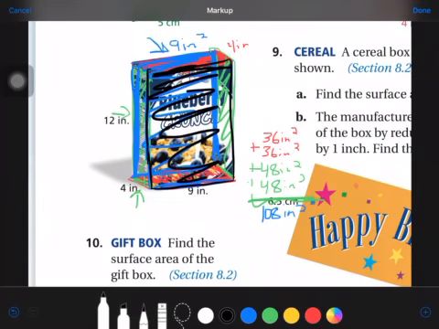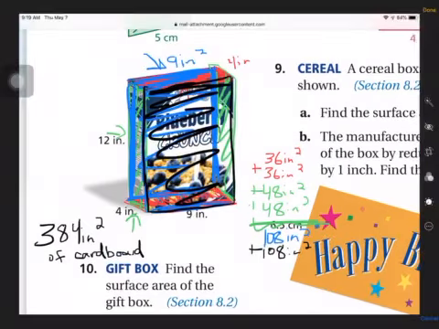Okay, so we've got 108 plus 108. So that totals up to 108 plus 108 plus 48 plus 48 plus 36 plus 36. That's going to be 384 inches squared of cardboard. Okay, I hope that makes sense. Please let me know if you have any questions.